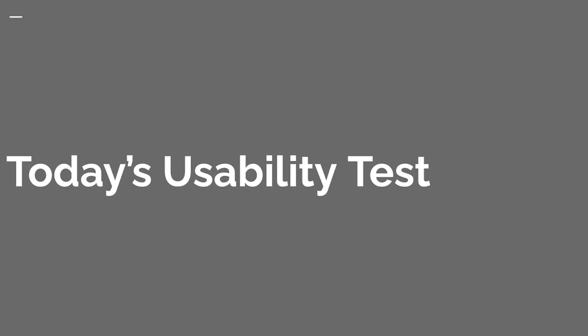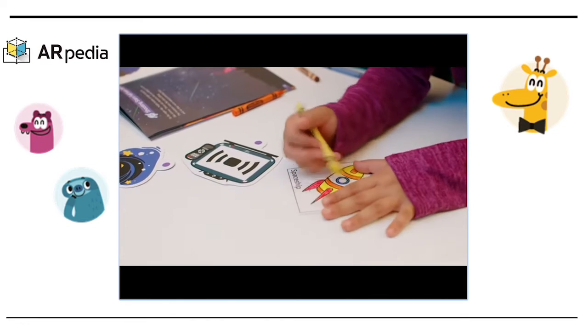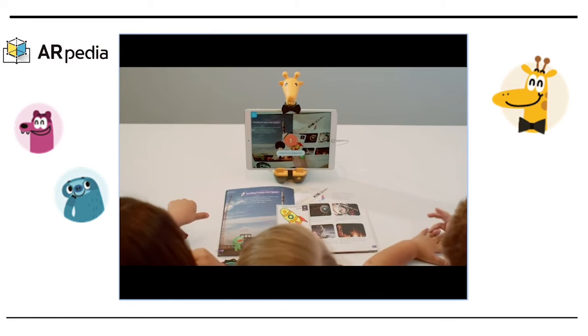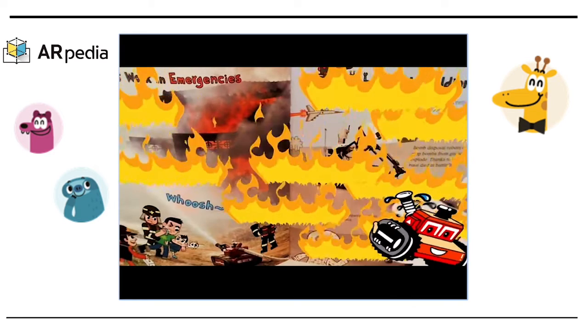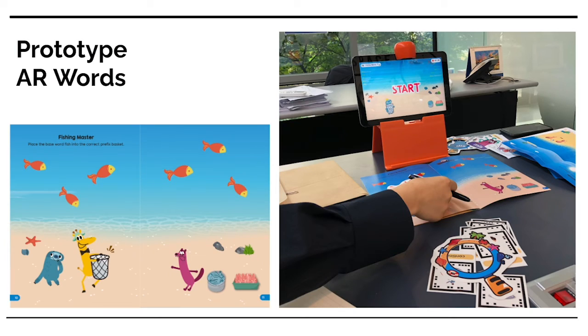Now that brings us to the main task of today, our usability test. Today, we're going to be testing a brand new book that I'm making as part of an app called ARpedia. ARpedia is an augmented reality book that combines digital information with paper books. ARpedia is right now creating a new product, and it's called AR Words. Now, I need your help testing a prototype of AR Words. The product is expected to launch later this year, and we are currently doing some tests.